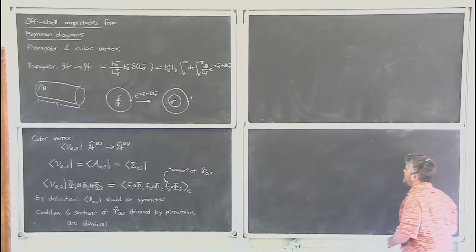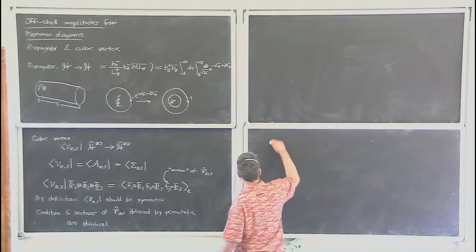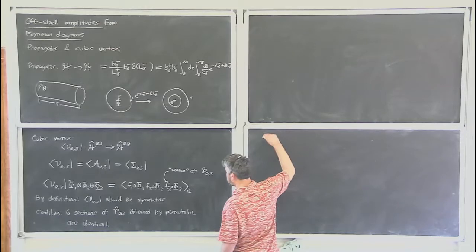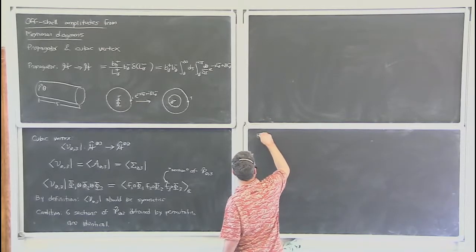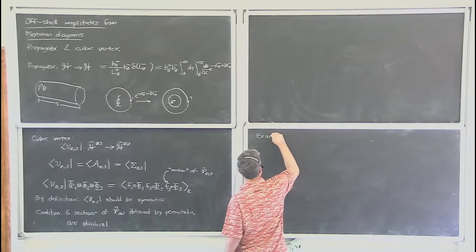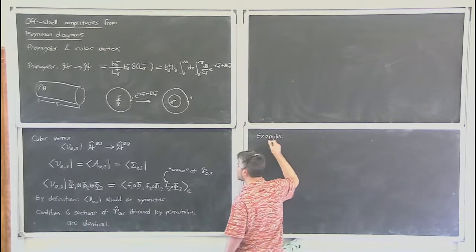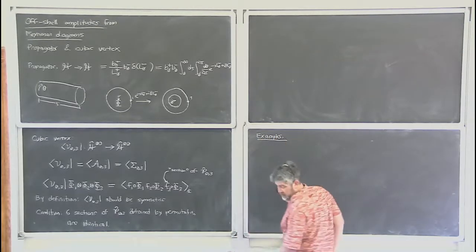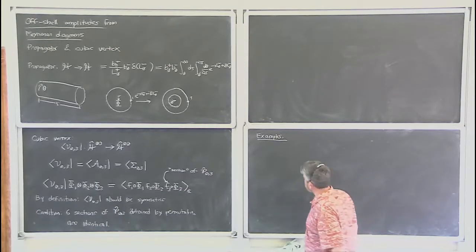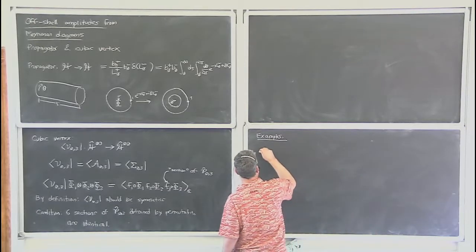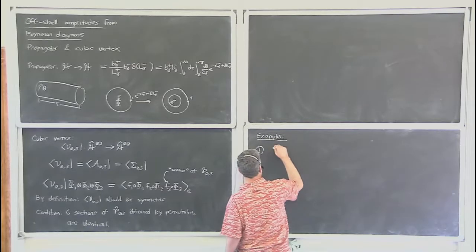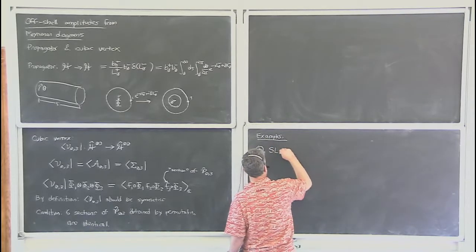So with this motivation, let's discuss some examples of cubic vertices. So the first example will be the SL2C vertex.